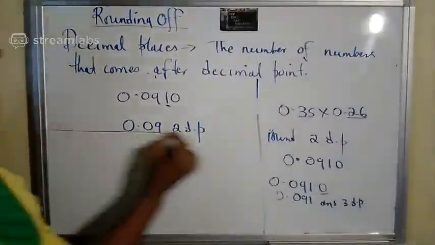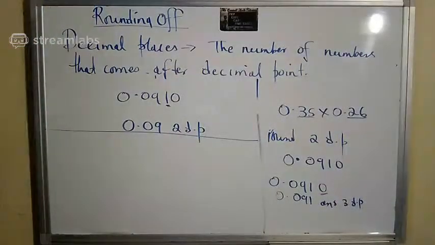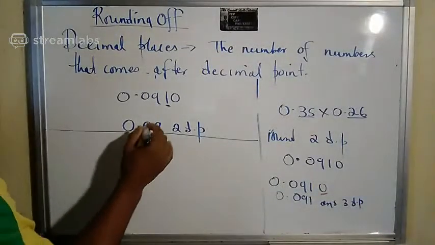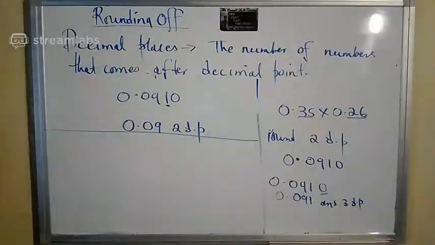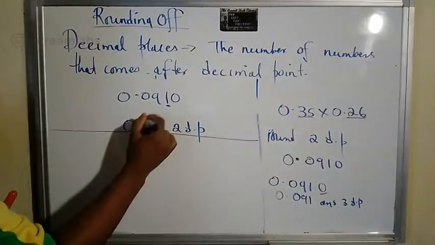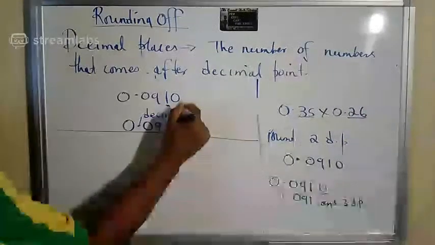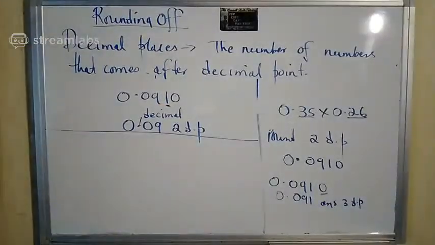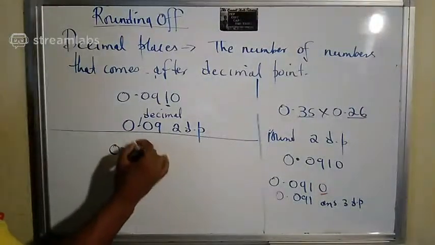Alright, let us look at 1 decimal place. How many numbers must come after the decimal point? Remember, if you want only 1 decimal place, it means 1 number comes after the decimal point. If it's 2 decimal places, only 2 numbers can come after the decimal point. This is the decimal point. So if you want 1 decimal place, how many numbers must come after the decimal point? 1. Alright, now rewrite it back.